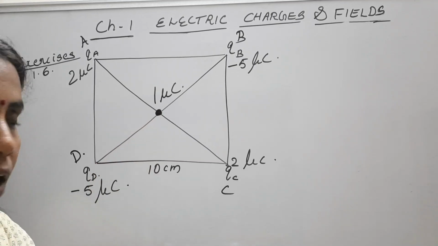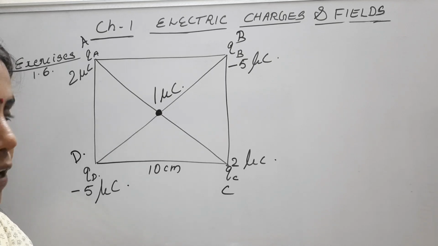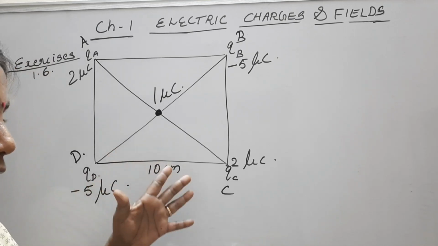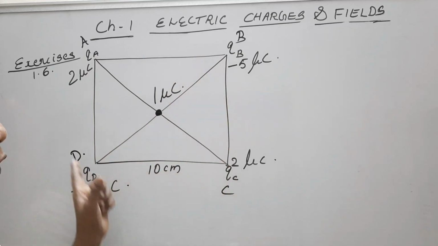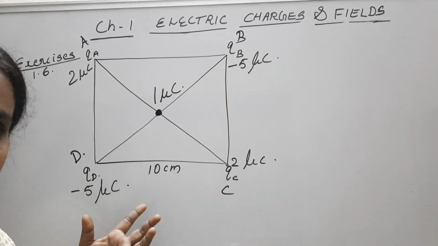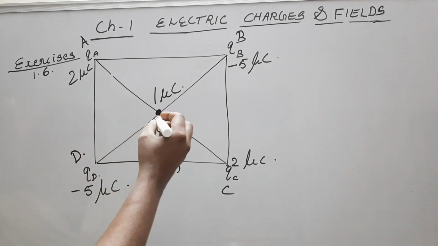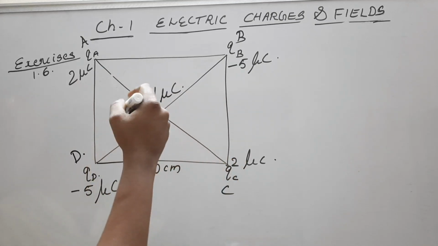You're asked to find the net force acting on that 1 microcoulomb. So we will find that net force. To find the net force, first we will discuss the individual forces, meaning the forces exerted by these 4 charges. First we will represent each force and write its magnitude. The force at O will be the vector sum of forces due to the charges at A, B and C.